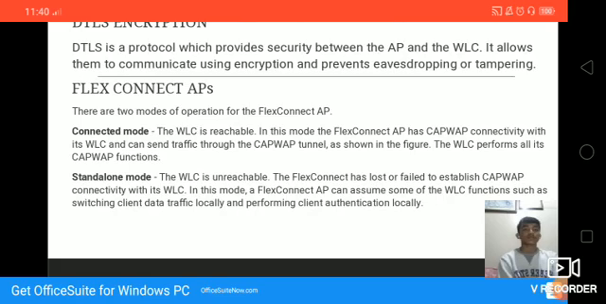FlexConnect APs. There are two modes of operation for the FlexConnect AP. First one is the Connected mode. Connected mode is when the WLC is reachable. In this mode, the FlexConnect AP has CAPWAP connectivity with its WLC and can send traffic through the CAPWAP tunnel. As shown in the figure, the WLC performs all its CAPWAP functions. Standalone mode. The WLC is unreachable. The FlexConnect AP has lost or failed to establish CAPWAP connectivity with its WLC.